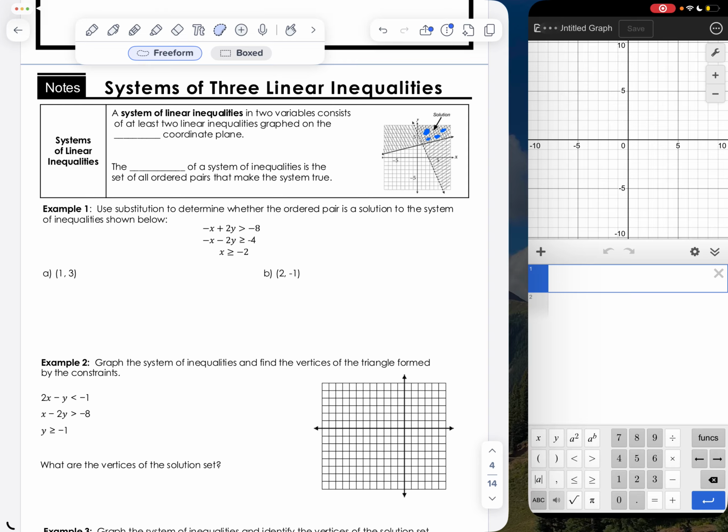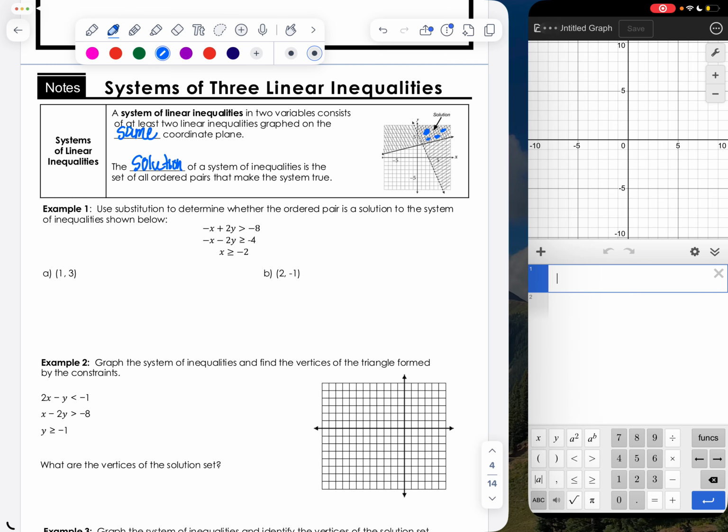In today's lesson, we will be exploring systems of three linear inequalities. Now, before we do that, let's review what a system of linear inequalities is. A system of linear inequalities in two variables consists of at least two linear inequalities that are graphed on the same coordinate plane. The solution of a system of inequalities is the set of all ordered pairs that make the system true.